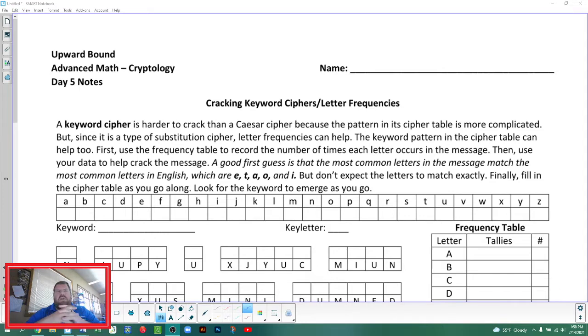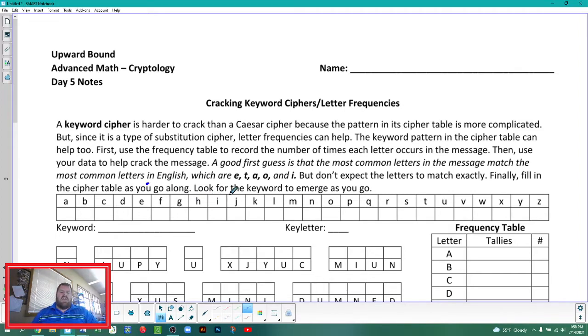Again, cracking is very difficult because you don't know the keyword, you don't know the key letter, but you do know some things. You know that somewhere in here is a keyword. We don't know how long it is, we don't know where it is. But we do know that after that, whatever's not used in that keyword is going to go there, and then before that keyword, whatever's not used is going to be X, Y, and Z.